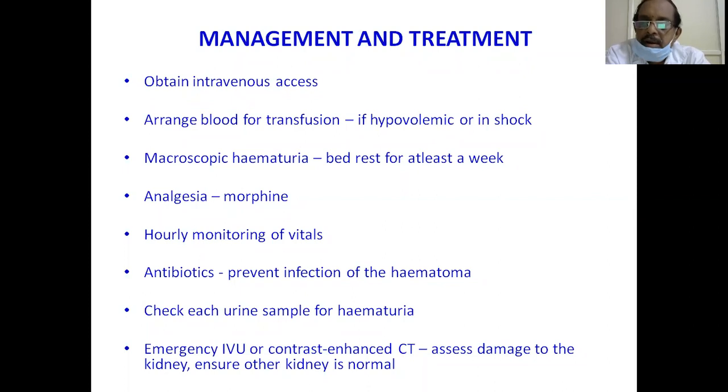Emergency intravenous urogram or contrast-enhanced CT are the investigations to be done in case of emergency. Out of these, contrast-enhanced CT is the preferred mode of investigation because that also assesses the other organs in the abdomen. IVP gives only kidney status but not other organs, whereas contrast-enhanced CT gives information about other organs as well. In a right-sided kidney injury, there can be liver damage. In a left-sided kidney injury, there can be splenic damage, and both of these should be ruled out by contrast-enhanced CT scan.